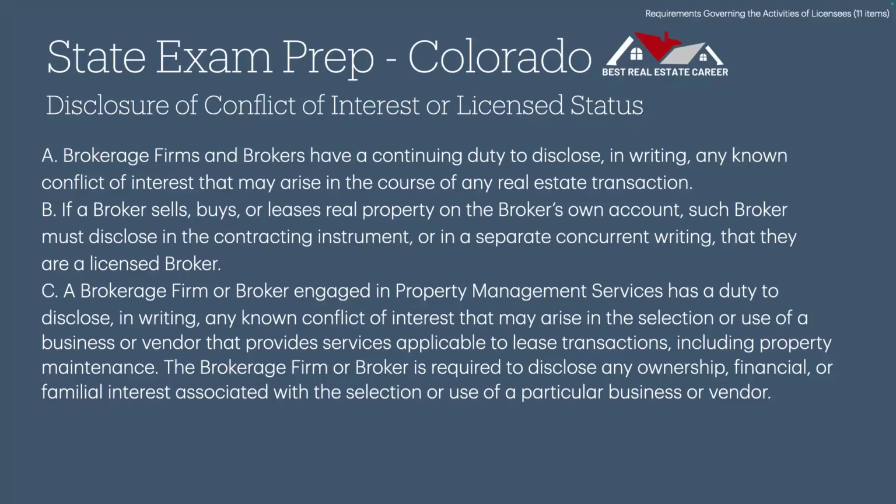arise in the selection or use of a business or vendor that provides services applicable to lease transactions, including property maintenance. The brokerage firm or broker is required to disclose any ownership, financial, or familial interest associated with the selection or use of a particular business or vendor. Okay, cool. So, like, we're looking at this. This sounds like the ABA or the RESPA, right? Like, when I'm looking at C, I think of this. Cool. I have a family member that owns that roofing company.